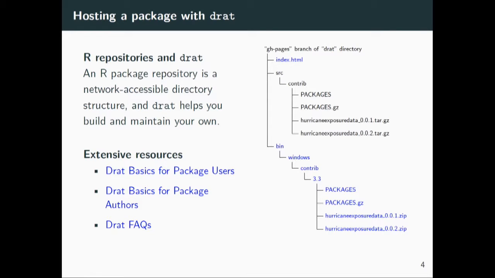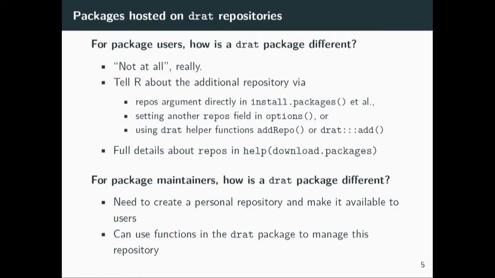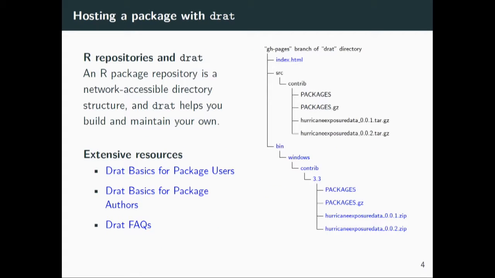You can see at the very top of this, I mentioned this needs to be network accessible so users can get your package. In my case, I did that by putting it in a Pages branch of GitHub. I'll talk a little bit more about that in a second. In terms of using drat for helping out with this, there are some excellent resources in the vignettes, so I've put links through to some of those.